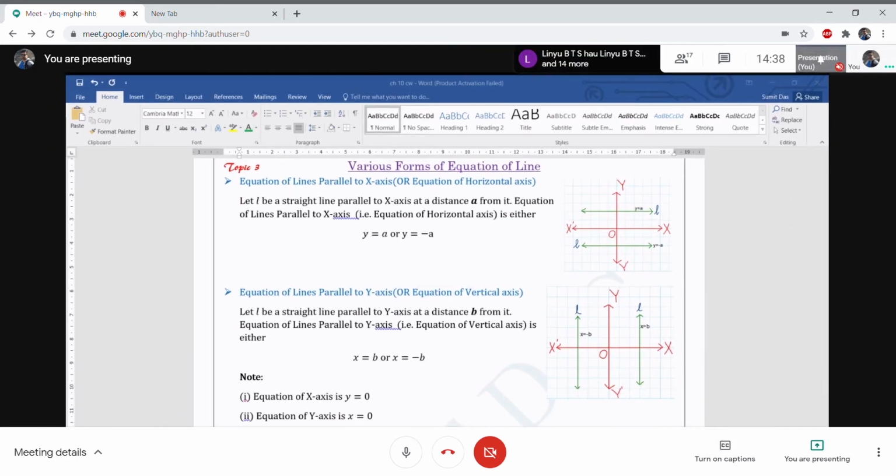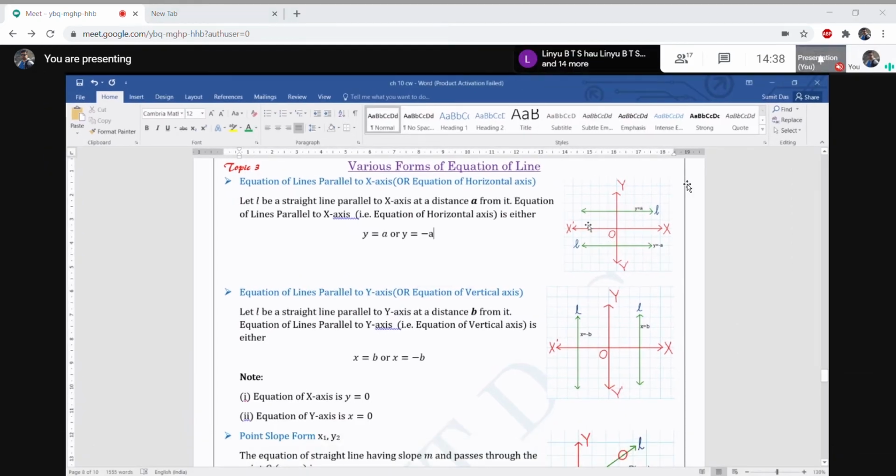How to remember? If a line is parallel to the x-axis, y equal to a, y equal to minus a. If the line is parallel to the y-axis, x equal to b, where b is denoting the distance from the y-axis. It can be 5, 6, minus 5, 9, anything. So if the line is parallel to the y-axis, it will be x equal to b, just the opposite thing.